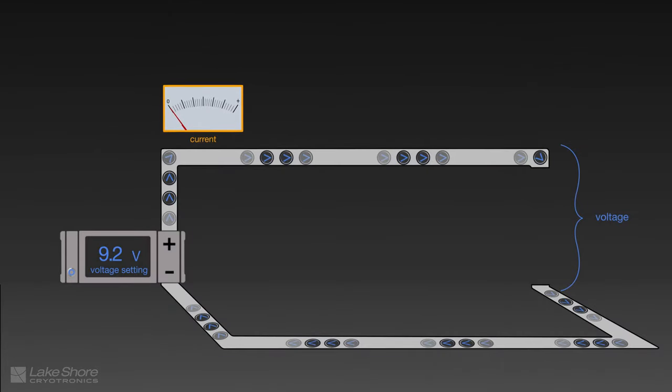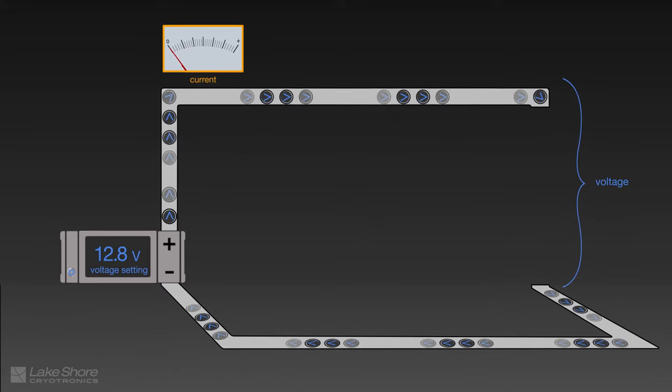We'll begin with an open circuit and the source in voltage mode, meaning the user is setting the desired voltage to be output. In the case of an open circuit, no current can flow. This means that no matter the voltage setting, current is not flowing.